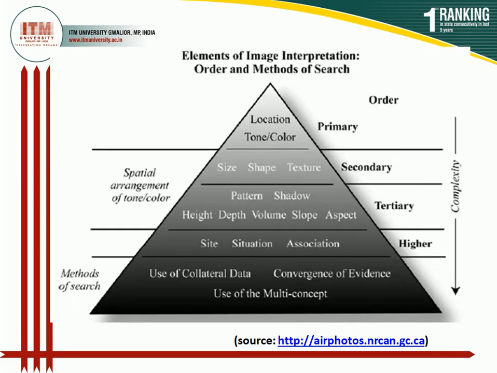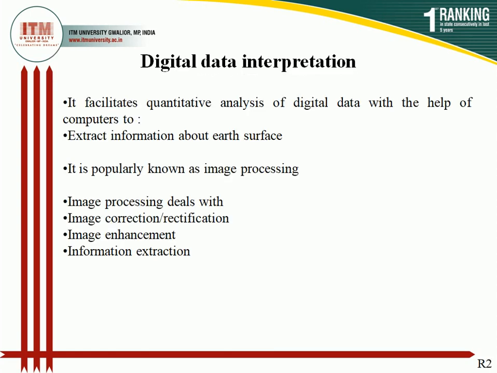All types of the elements are categorized as primary, secondary, tertiary, and higher. The most important of the elements is tone, which is the primary element. It is a single element which can give a lot of idea about a particular object.